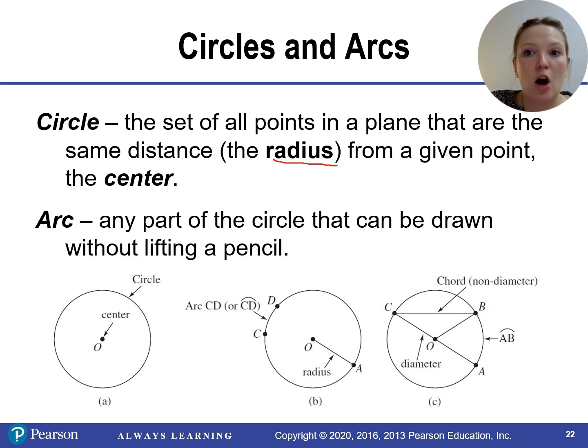An arc is any part of the circle that can be drawn without lifting a pencil. So arc CD is in this picture here. I could draw that without lifting my pencil.